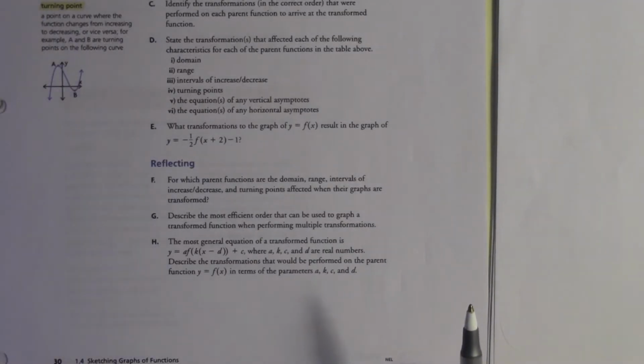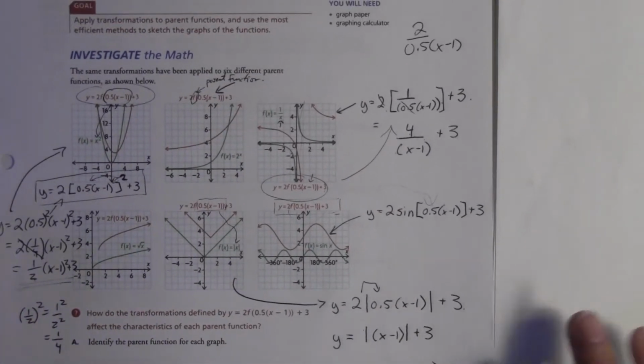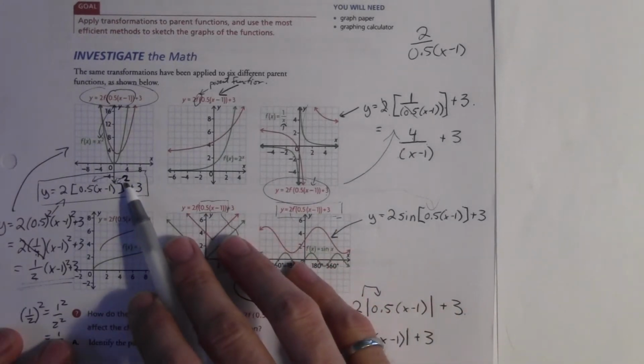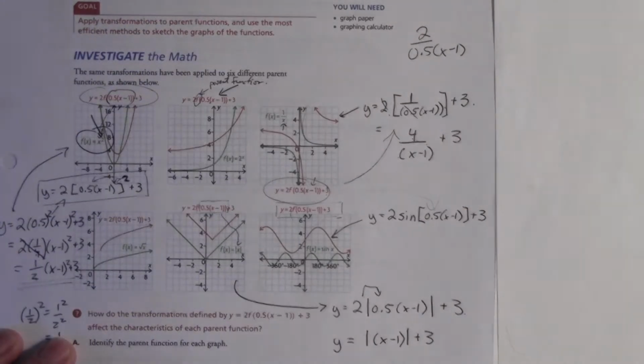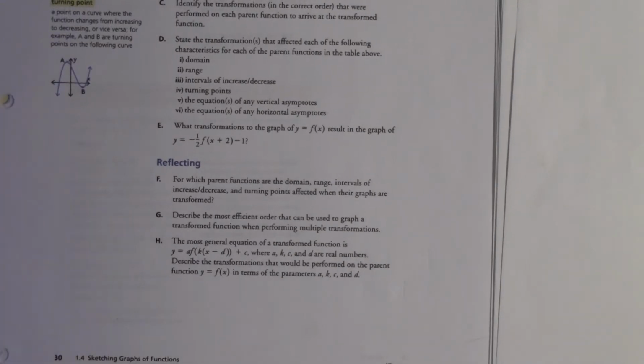For the first example, where did you get the exponent of 2? The exponent of 2 here? Yeah. It's from this parent function right here. It's right there, okay? No problem. Okay, moving on. Next it says copy and complete the following table for each parent function. I'll put them over here again.